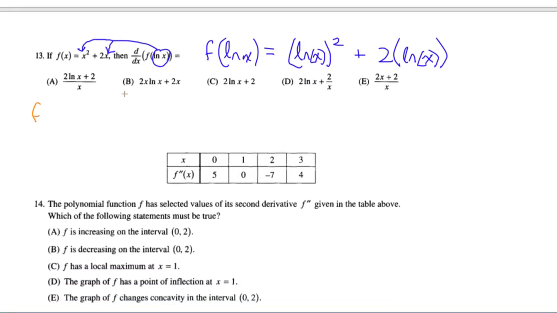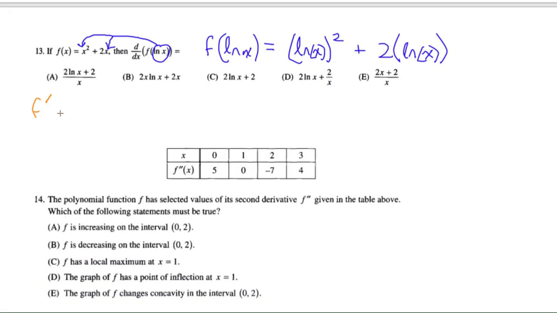All right. F prime of natural log of x. So now I'm taking the derivative. The 2 is going to come down, so it's 2 natural log of x. That was the derivative of just the outer. Now I have to do the inner. The derivative of natural log of x is 1 over x. So times 1 over x.